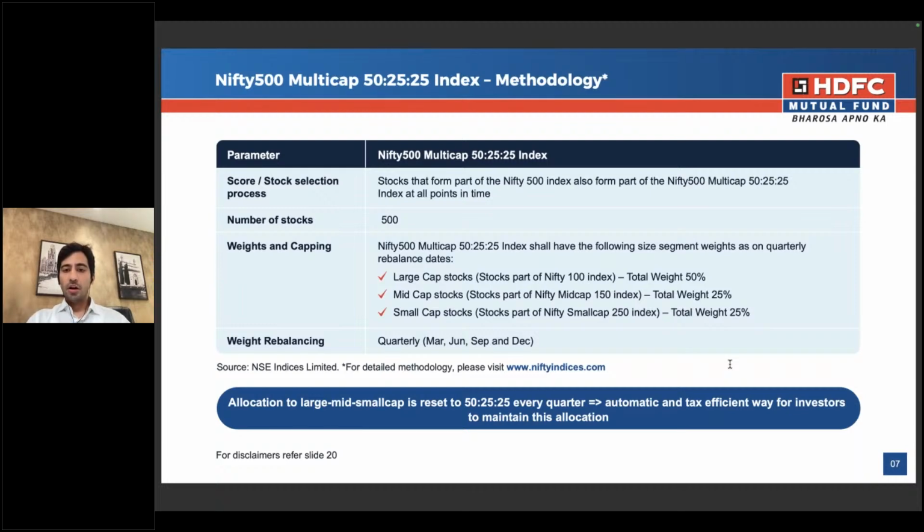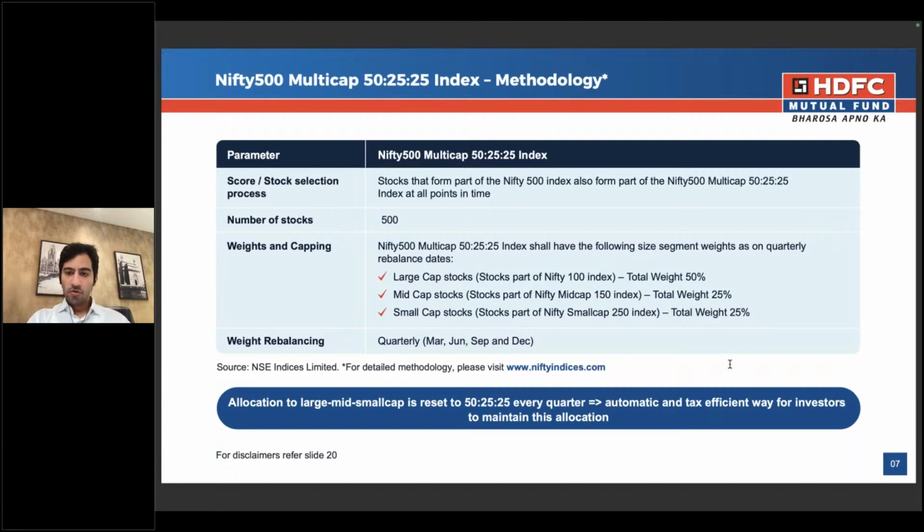So अगर let's say एक quarter में large caps do better, तो फिर the fund manager will sell those and he will buy mid and small to ensure कि at each quarter end ये 50 25 25 का weight maintained है. So we'll come back to this point and the tax efficiency later, but अभी main idea is कि large caps का total weight 50%, mid का 25 and small का 25.